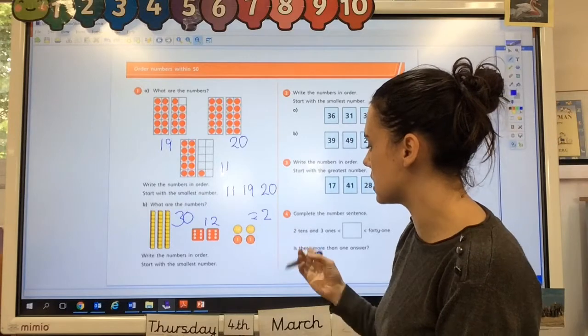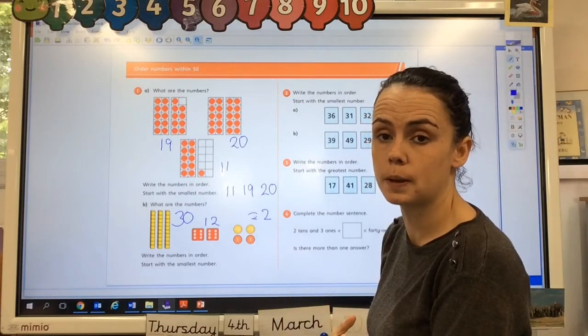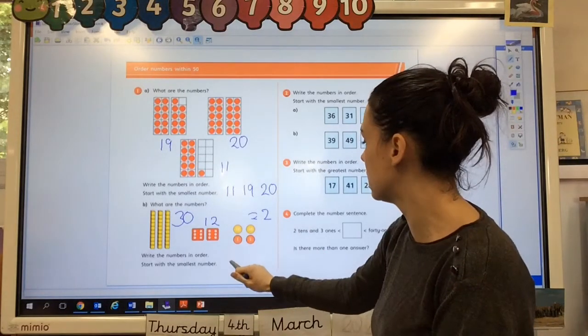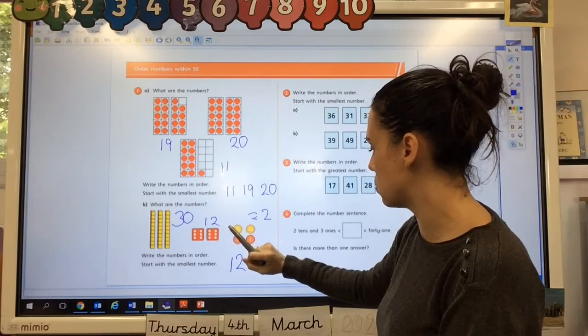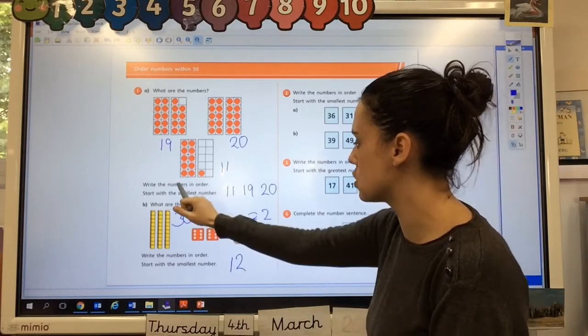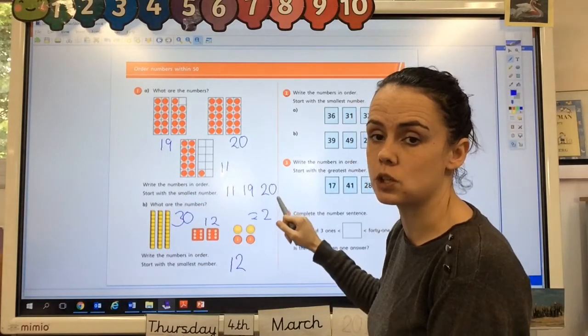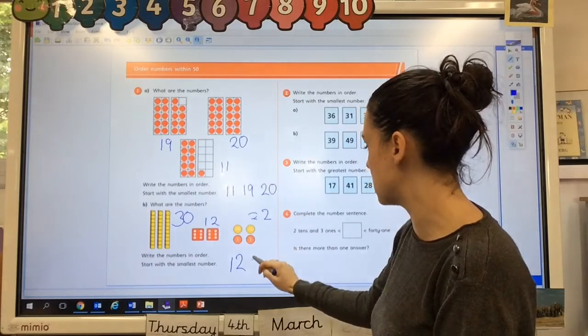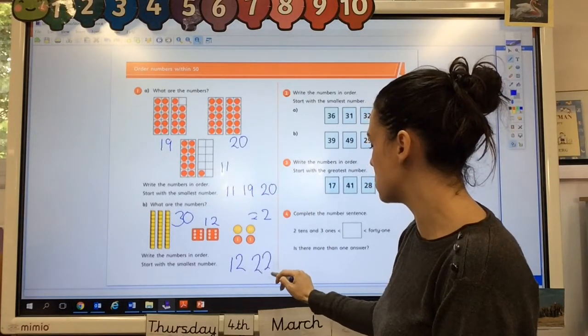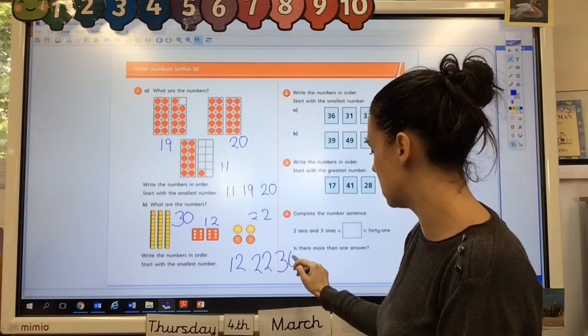So what number is the smallest number? 12, because it only has one 10. Now, what one's next? This has got 3 10s, but this has got 2 10s. Which one's smaller? 22, because 22 only has 2 10s, which means 30 must be our biggest.